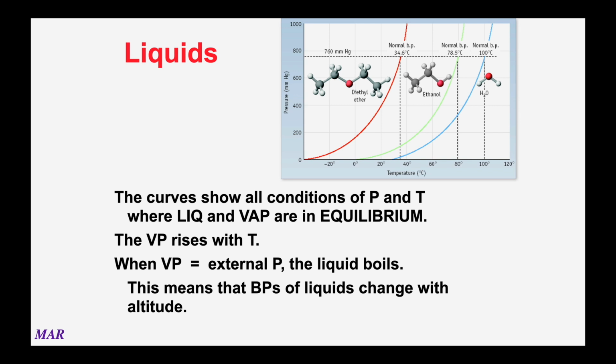And at 1 atmosphere of pressure, you can see like diethyl ether boils at 34.6. But if you wanted diethyl ether to boil at 0 degrees Celsius, in theory you could do that. You would have a vapor pressure just under 200 millimeters of mercury, and you should be able to make it boil. So you can change the boiling points of all these things by changing the external pressure.